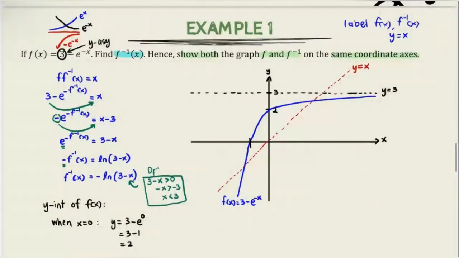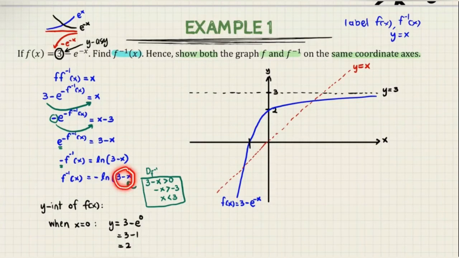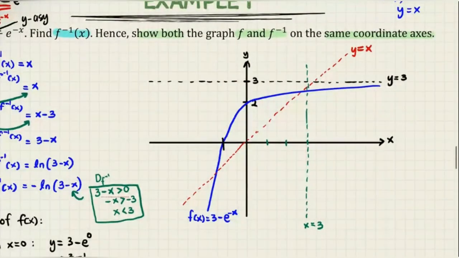Okay. So the domain of f inverse here will always be greater than 0. So we see x less than 3. So it means our asymptote will be at x equals 3. So here 1, 2, 3. So x equals to 3. Okay, now you can see that this is our asymptote.